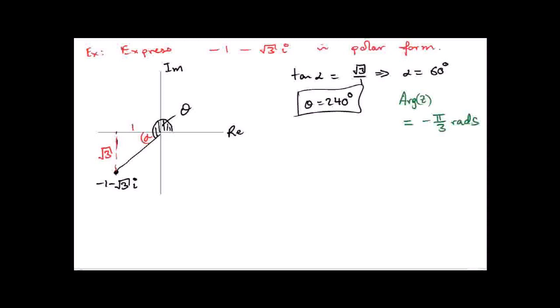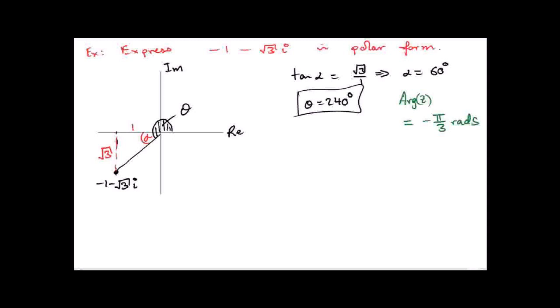Arg z has to be between minus pi and plus pi. If the complex number is above the real axis, please don't forget this, you come around this way to the complex number. If the complex number is underneath the real axis, you've got to come this way. Is that okay? So if it's above the real axis, you go from the real axis anti-clockwise till you get to the angle. But if it's below the real axis, to be technically correct, you've got to come down this way.